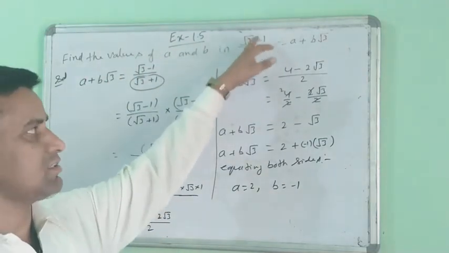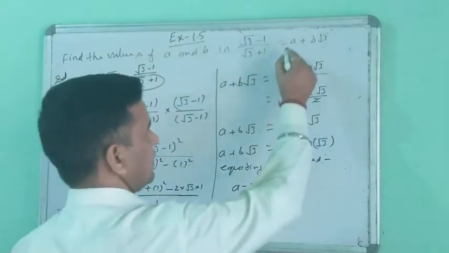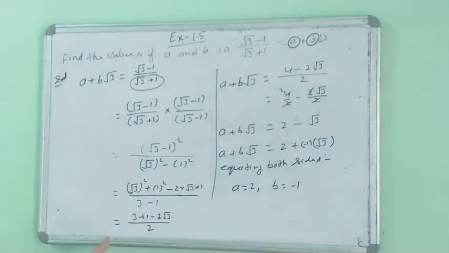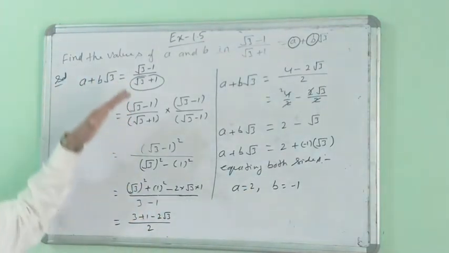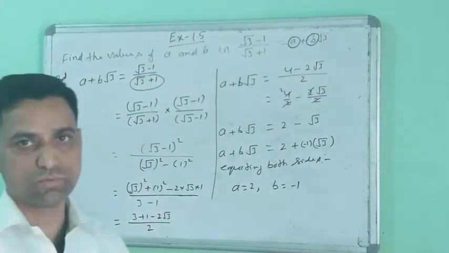According to this way, if any question comes in this form, you find the value of a and b. Suppose you write the irrational number equal to a plus b root 3. How do you find the value of a and b? Then you will solve it in this method. Every question you will solve in this technique. Yes, note it down. Then the next question.